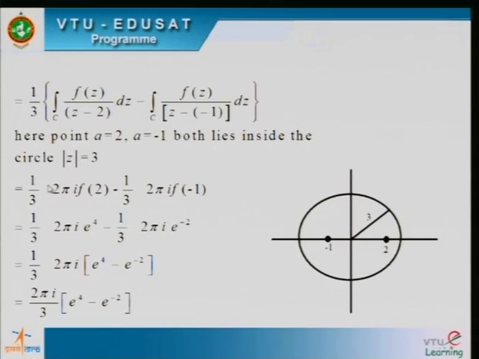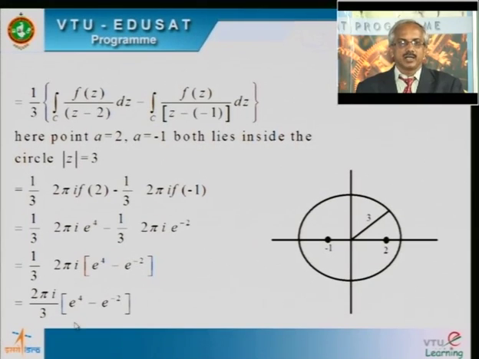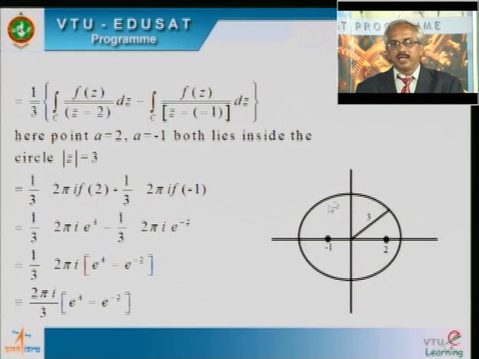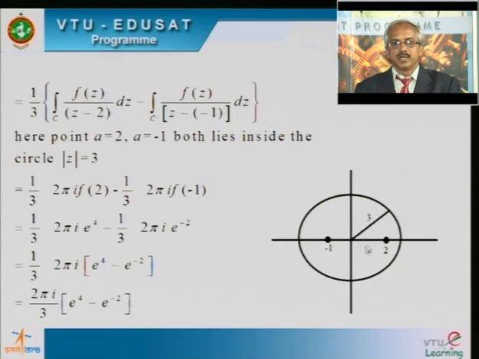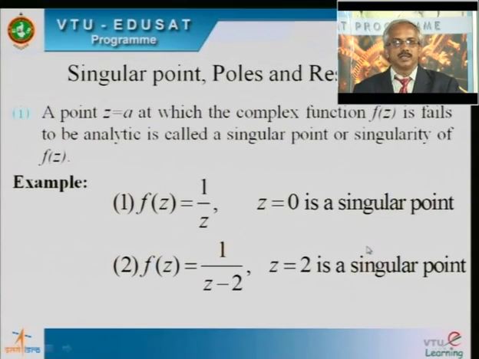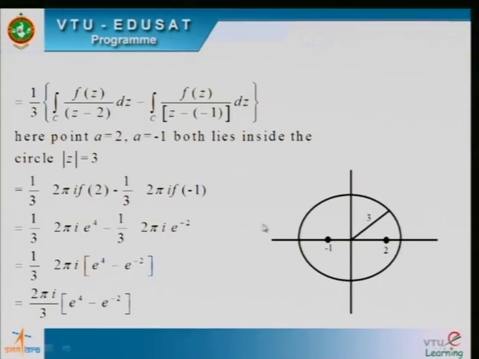Therefore, it is 1 by 3 into 2 pi i f(2) minus 1 by 3 into 2 pi i f(minus 1). After simplification, I got e power 4 and e power minus 2. In both problems we observe that if the point lies inside the closed curve, we get the result 2 pi i into f of that point, and if the point lies outside, definitely that integral will become 0.